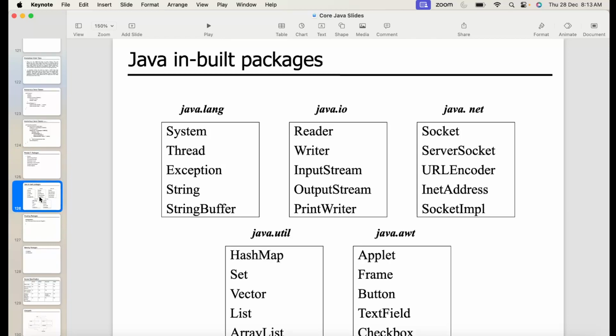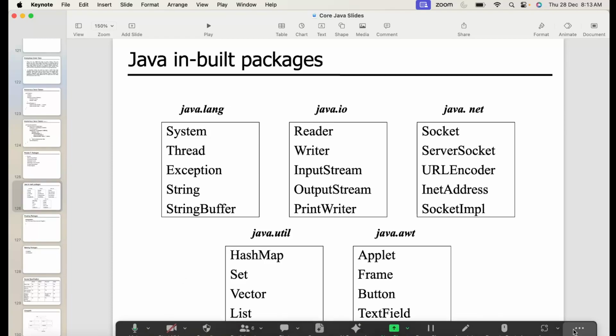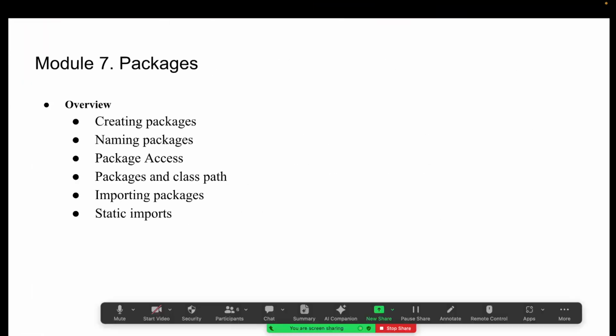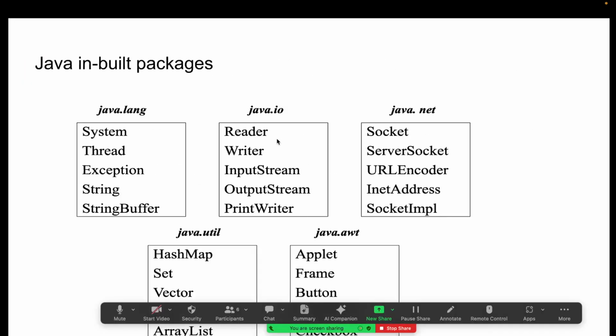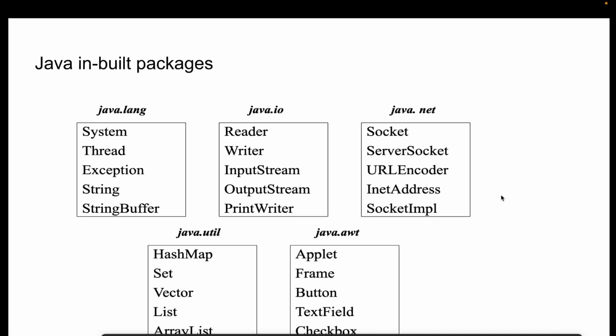So see, this is basically the built-in packages of Java. If you see this java.lang, java.io, java.net, java.util, java.awt, these are the packages that Java has. These are inbuilt packages. These are just some of the packages. There are lots and lots of packages. So Java has inbuilt packages.